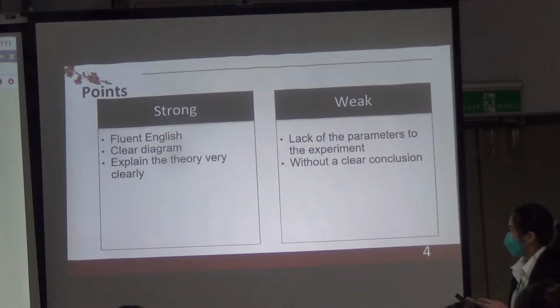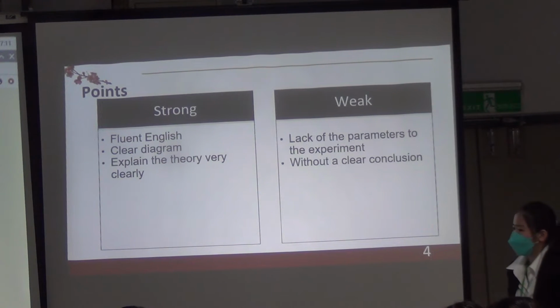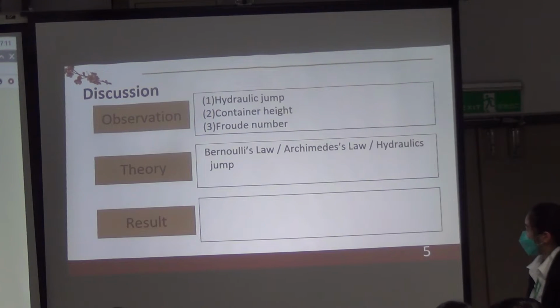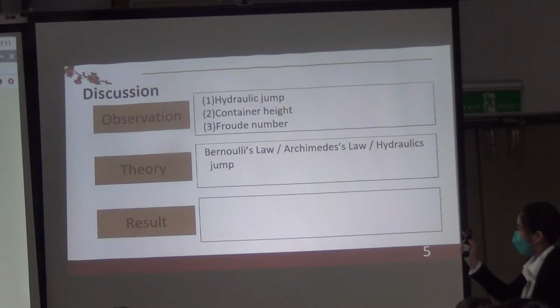The strong point is that he has very fluent delivery and also a clear presentation. And he explained his theory very clearly for the hydraulic jump formula and the flow number. The weakness is the parameter for the experiment. I think he can also do the water jet velocity, and it is without a clear conclusion. And now I'm going to discuss the part. And I will discuss about the hydraulic jump.